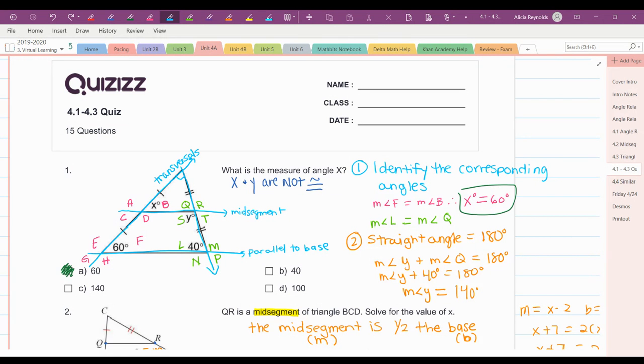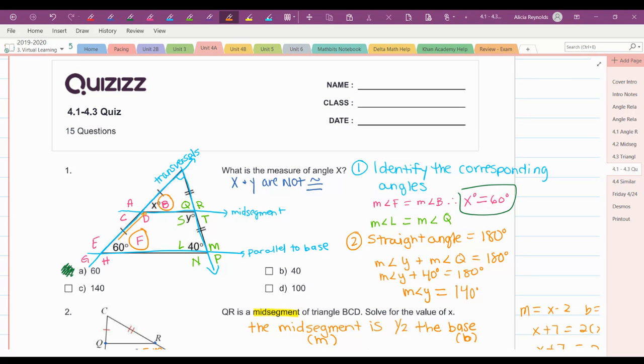So knowing that, I need to figure out what my corresponding angles are. So if I know that these lines are parallel and I've got my transversal, that means that angle F and angle B are congruent. They are corresponding angles. So X is 60 degrees. And that's the answer to our question.